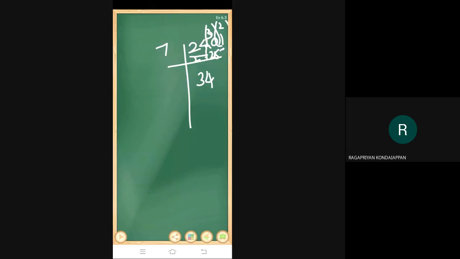Let me repeat once again clearly. 2,401. Take 24. 7 threes are 21. So 24 minus 21 is 3. Now this becomes 30. 30 won't come. 7 fours are 28. So 30 minus 28 is 2. Now this number becomes 21. 21, how many times? 3 times.